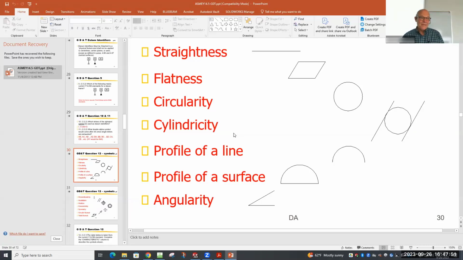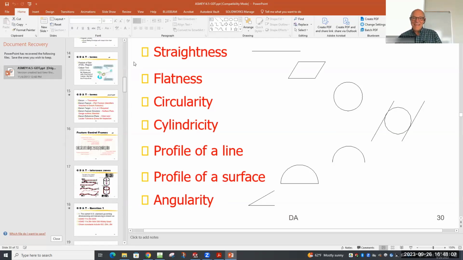In order for that to be true, the sandwich has to be called out as what's called a basic dimension. And this is one of those things where people go, basic dimension is a perfect dimension, theoretically perfect. How can that be? There's no such thing. Well, there is such a thing.